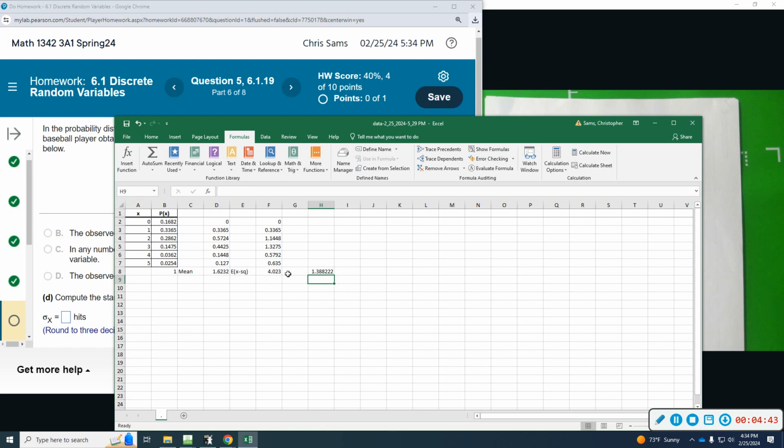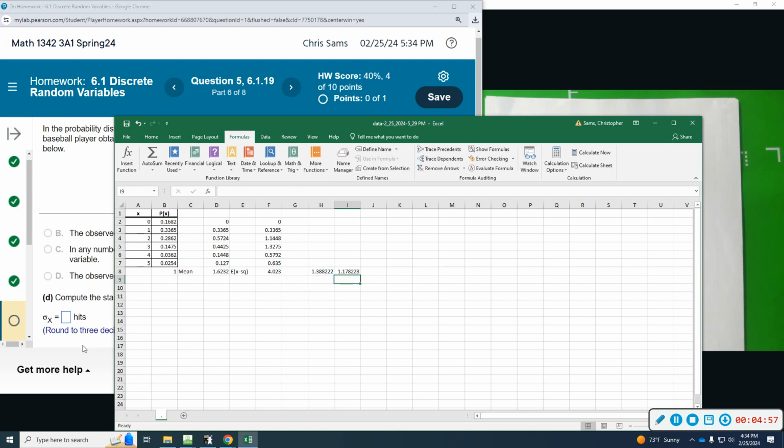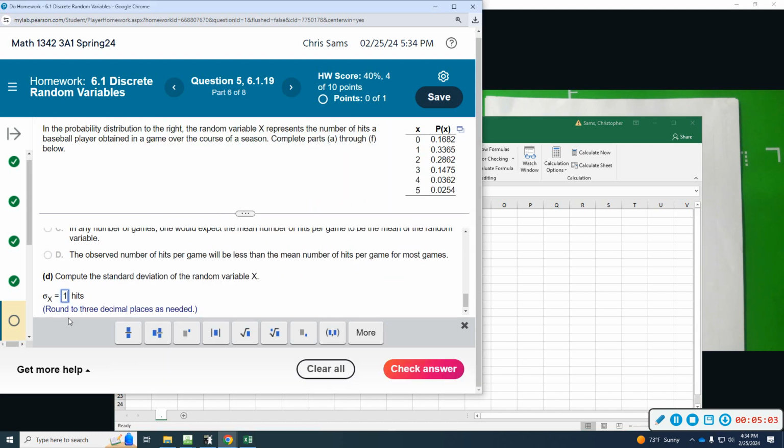So this would be the variance, the part inside the square root. Now I have to take the square root of this. So I'm going to say equal SQRT this number, and that gives me, rounded to 3 decimal places, 1.178.